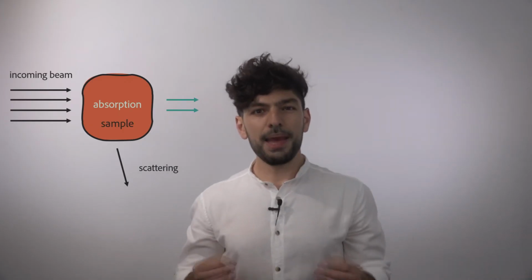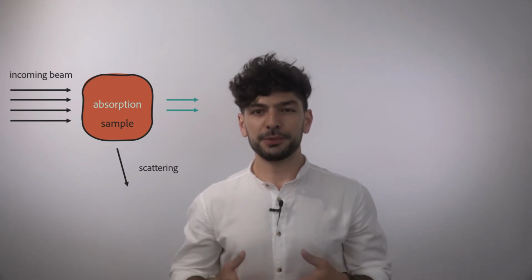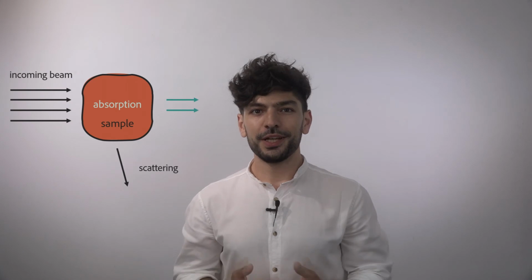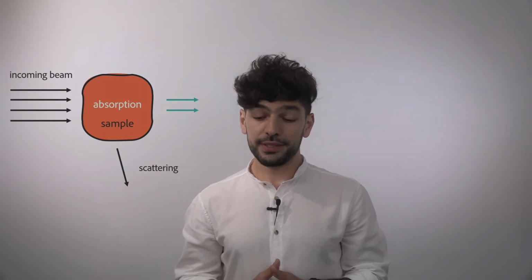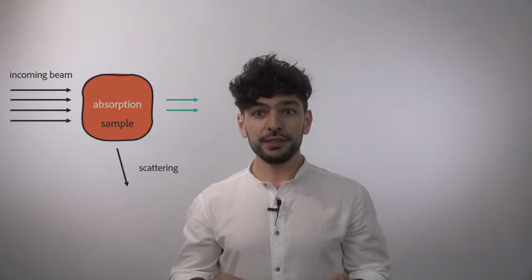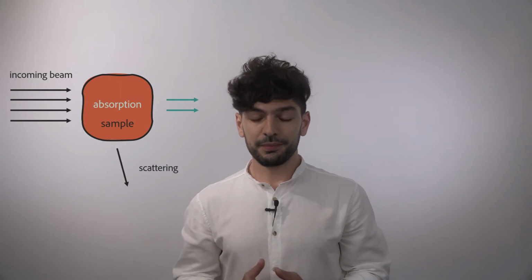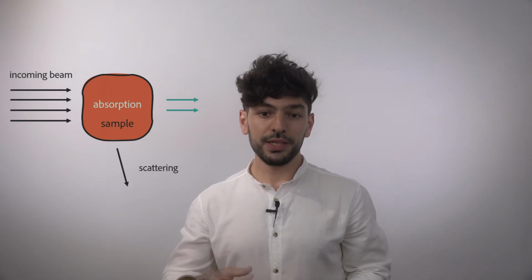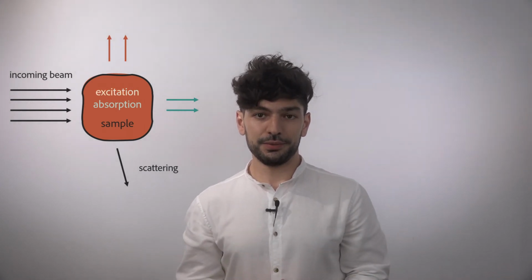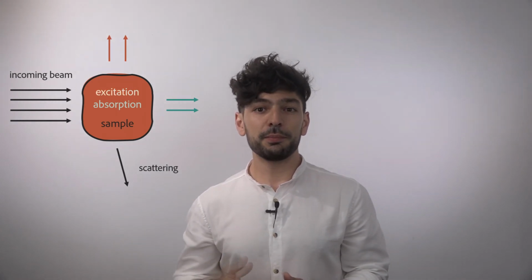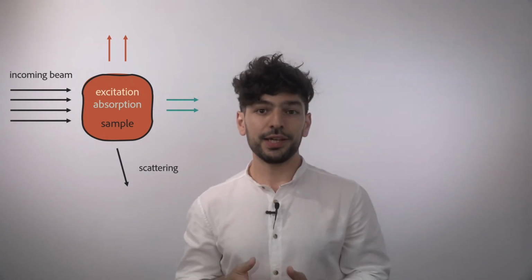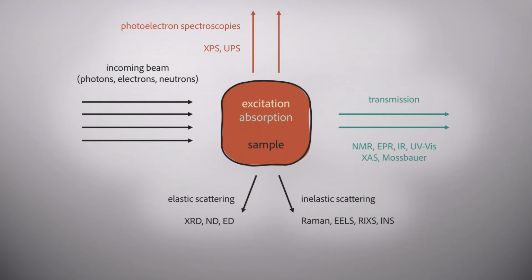But what does really happen when the particle is absorbed? Can it simply disappear? Of course not. Normally, if the particle is absorbed, then we create something else. For example, the particle can interact with an electron and excite this electron. And if this electron can make it out of the sample, we can detect this electron, and this is actually how photoelectron spectroscopies work.